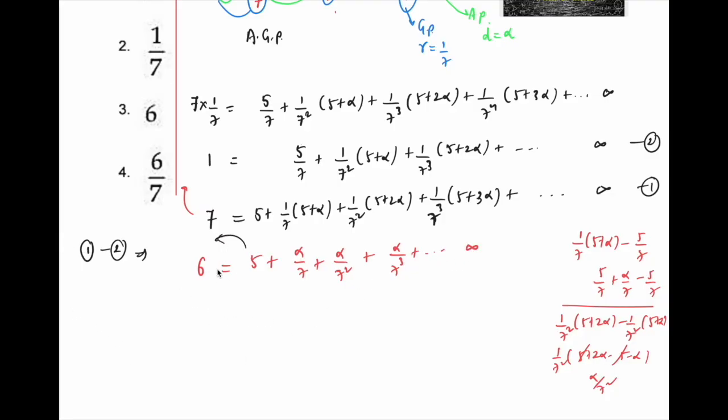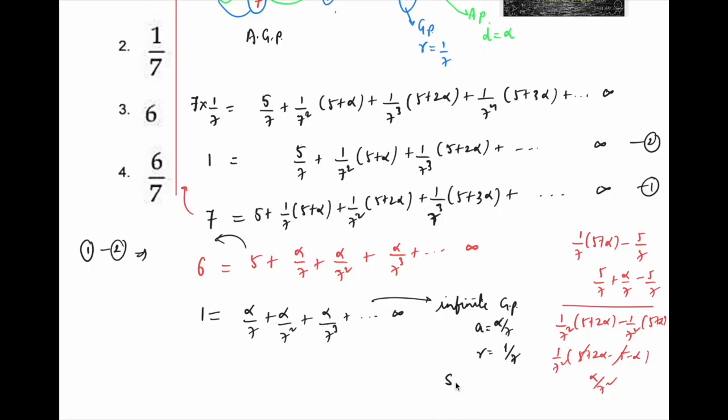So we can write 6 minus 5, 1, is equal to alpha by 7 plus alpha by 7 square plus alpha by 7 power 3 and so on to infinity. On the right hand side we can see this is an infinite GP, with first term, or you can take alpha by 7 common also. Our first term a is equal to alpha by 7 and r is equal to 1 upon 7. And the sum to infinity in GP is a divided by 1 minus r.